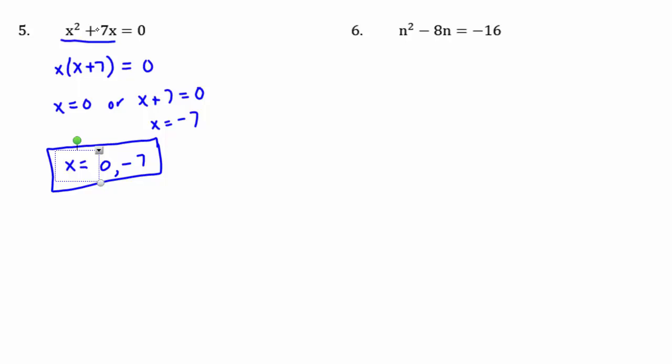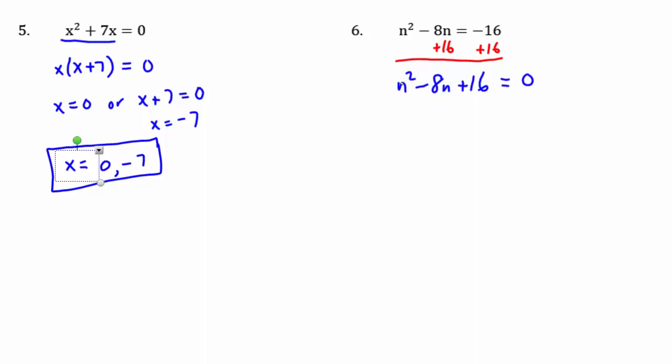For number 6, we have a little bit of a change here. One of the sides is not 0, so we must make one of the sides 0 first and foremost. So I'll add 16 to both sides. And when we do so, we have n squared minus 8n plus 16. 16 is not like the other terms. I can't combine them with those. And so that is equal to 0 for us. So can I factor this?